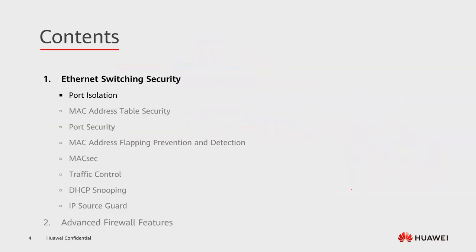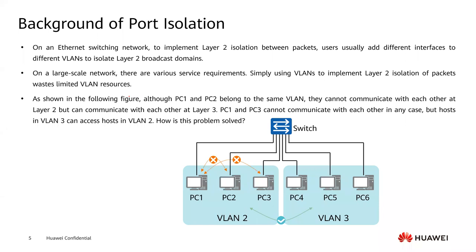Now let's look at the contents. The first part is Ethernet switching security. The first part is port isolation. First let's look at why we need to use port isolation. We can use technologies to explain why we need to use port isolation.